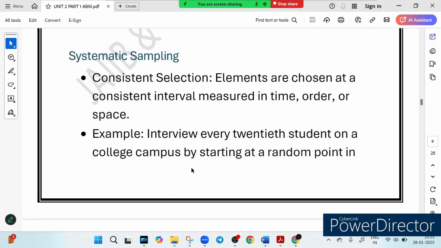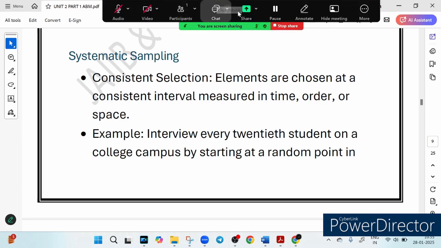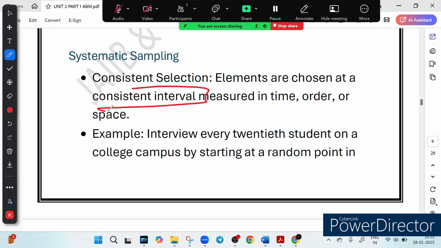Now let's talk about the types of sampling. The first type is systematic sampling. In systematic sampling, we pick elements at a regular interval. Here let me write the keyword: constant interval, or we may call it a regular interval. For example, imagine you are on a college campus and you need to interview students. You start at a random number in the first 20 and then choose every 20th student. Easy, right? So why is this method handy?